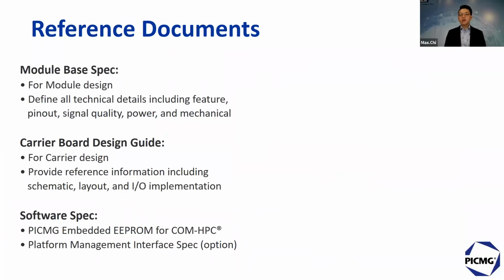Then, COM-HPC has prepared some reference documents for you. First is the module-based spec. It's mainly for module design, and it defines all the technical details, including feature, pinout, signal quality, power, and mechanical. Also, for users like you, COM-HPC also prepared a carrier board design guide for you to design your own carrier board. It is with reference information like schematic, layout, and I/O implementation suggestions.